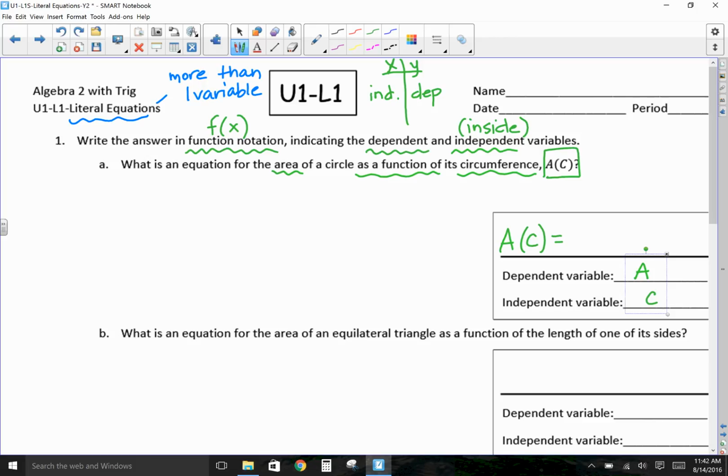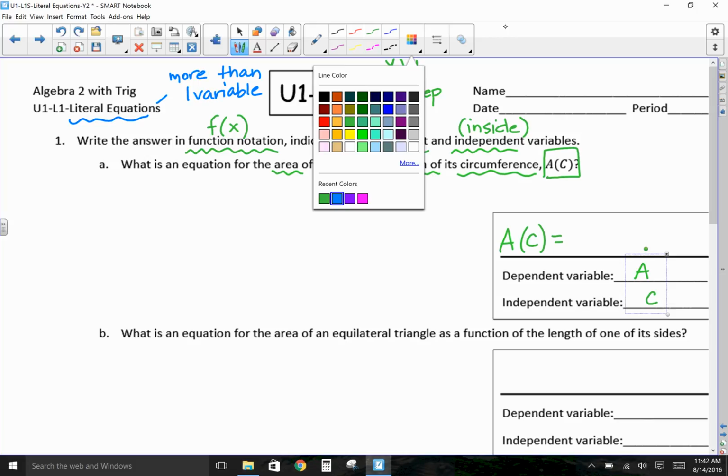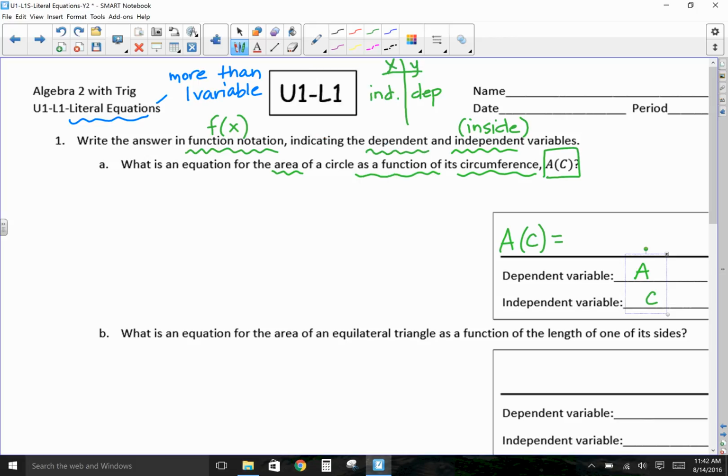Okay, so let's go do this. And the first part of it, where are we going to start? Well, we have an area of a circle. We know area equals pi r squared. And we have the circumference of a circle. Circumference equals 2 pi r. Now, this area, we don't write it in function notation, but if I did, what is it a function of? It is a function of r, because r is the variable on the other side.